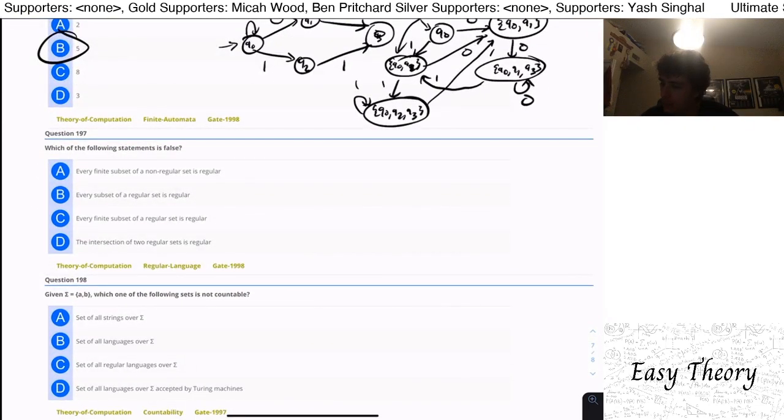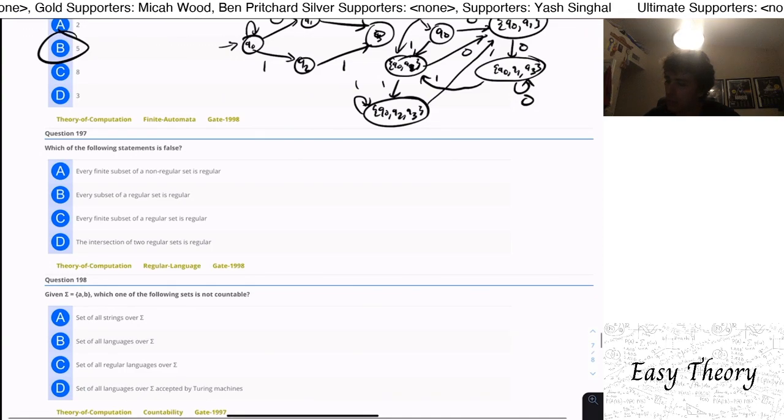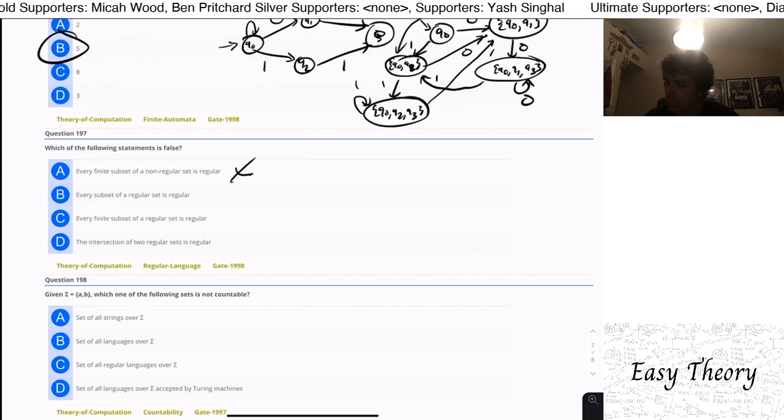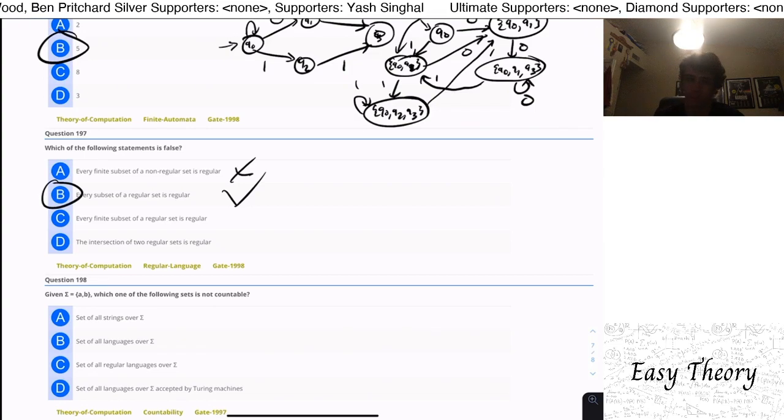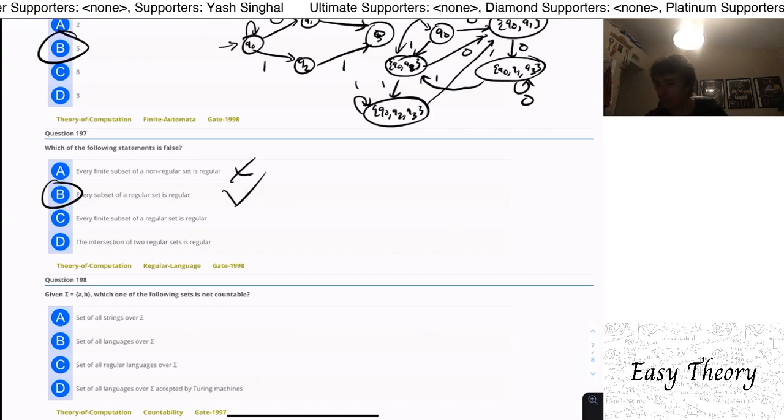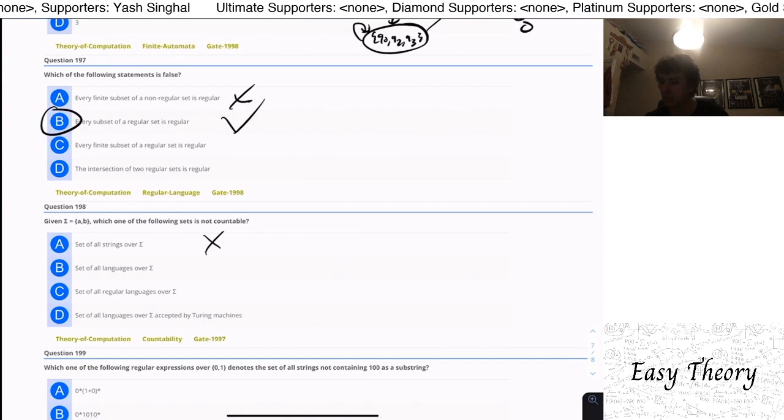Which of these is false? Every finite subset of a non-regular set is regular, so that's true, so that's not the answer. Every subset of a regular set is regular, that is not true, so the answer is B. Okay, which of the following sets is not countable? Set of all strings over sigma, that is countable, so it's not the answer. Set of all languages, that is uncountable, so it's B.